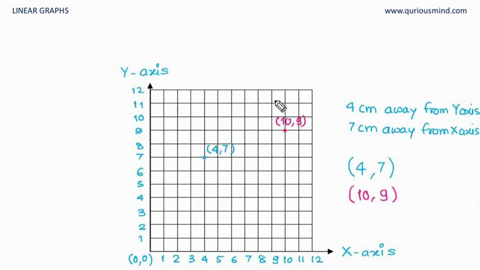And that way each point on this plane surface can be represented by an x and y coordinate. The x coordinate is the distance away from the y-axis, how much horizontal distance I need to travel. And the y coordinate is how much vertical distance I need to travel. Let's take one small example and see how to draw a linear graph.